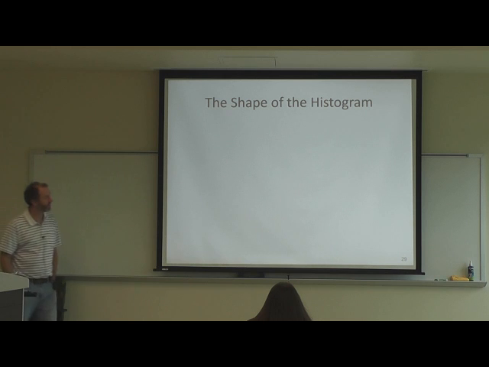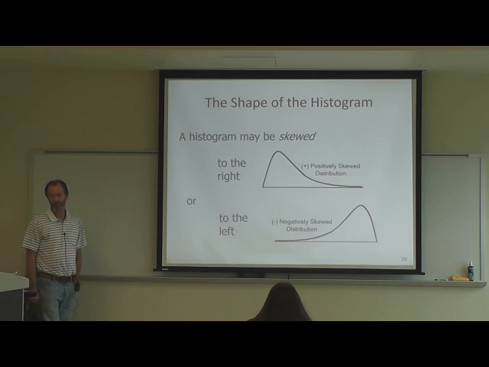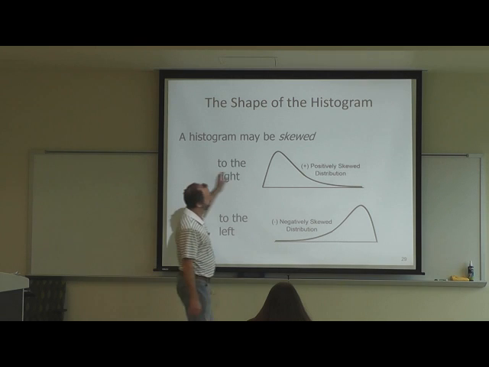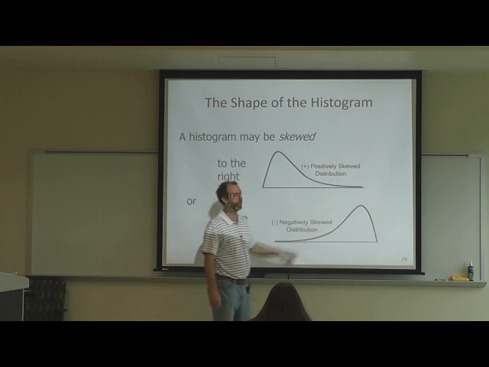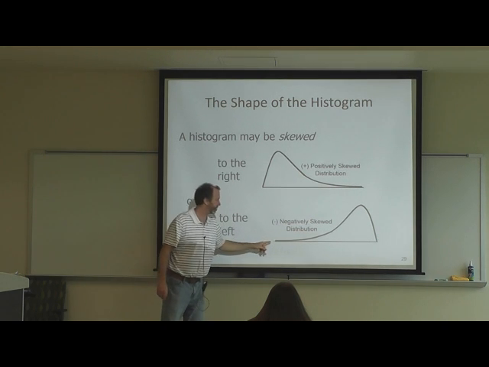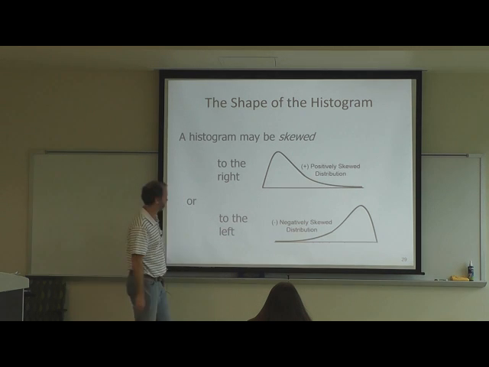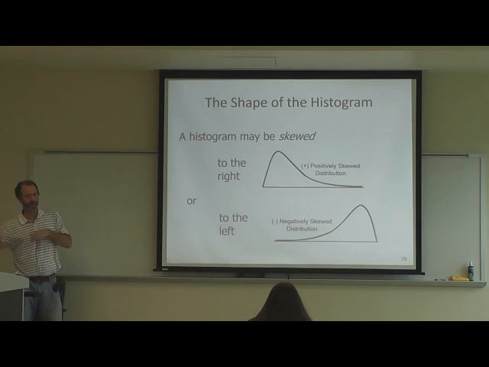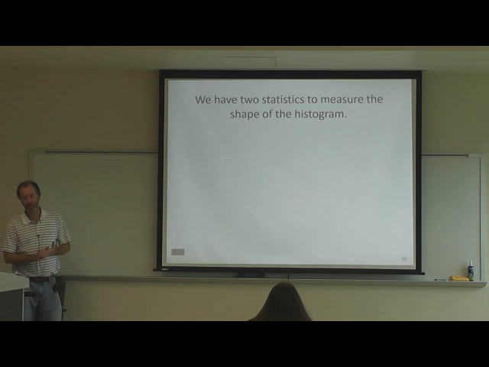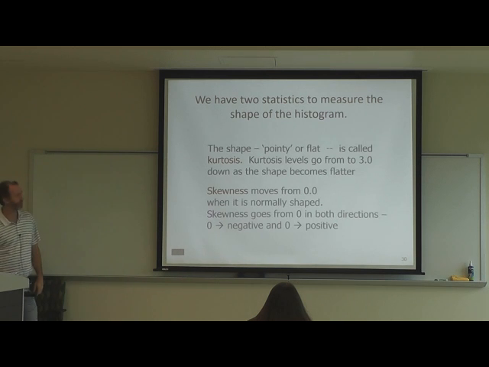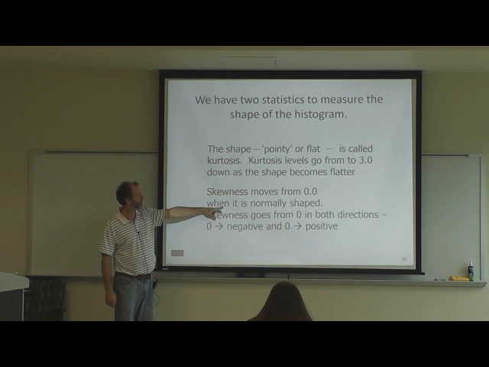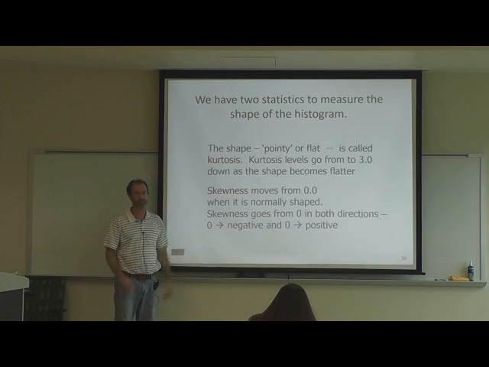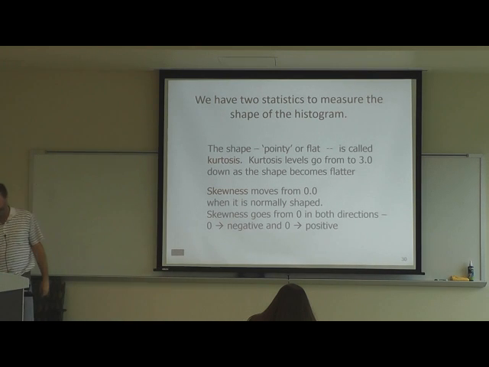Or for the skewness, a histogram could be skewed. Here it's positively skewed because you have a couple outliers that are really big, right? And then this is negatively skewed, so you have a couple outliers that are really small. So to the right it's positive, to the left negative. So there are 2 statistics to measure the shape of a histogram. That's your kurtosis, which tells you if the shape is pointy or flat, or the skewness, which moves it positive or negative, depending on whether it's negatively or positively skewed.